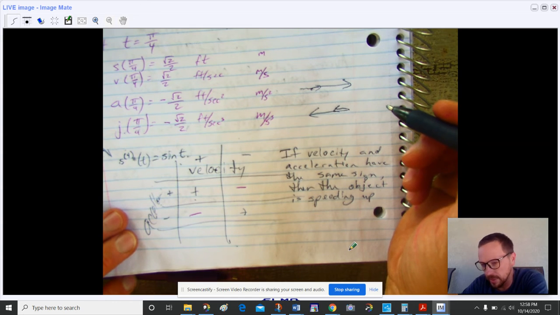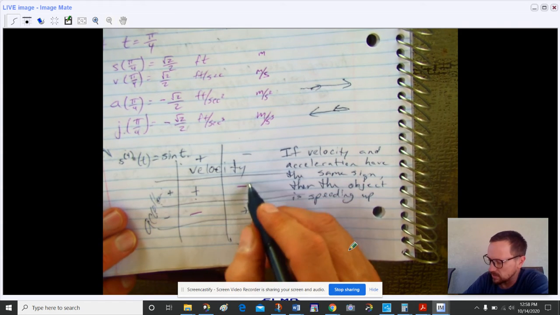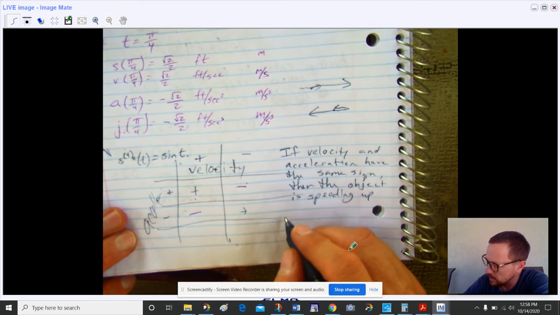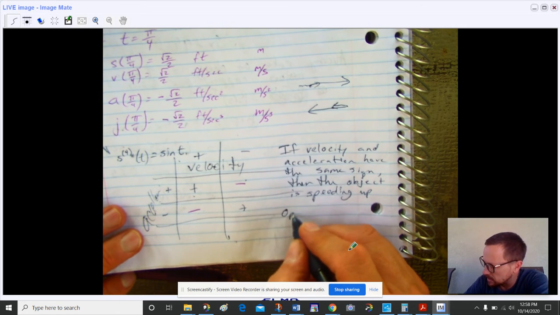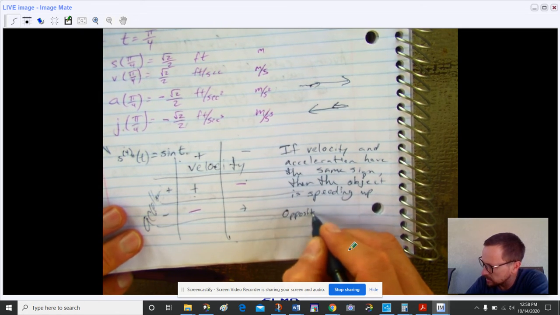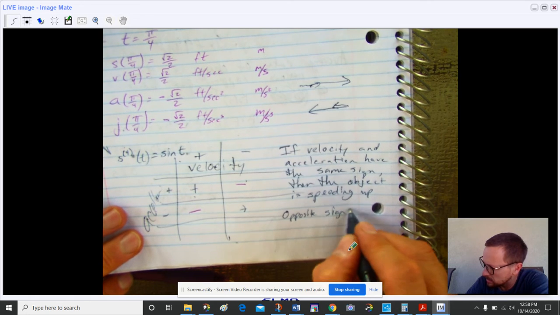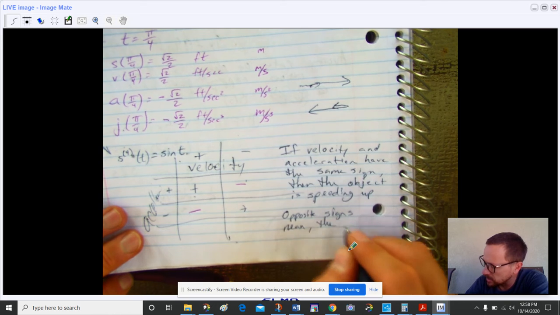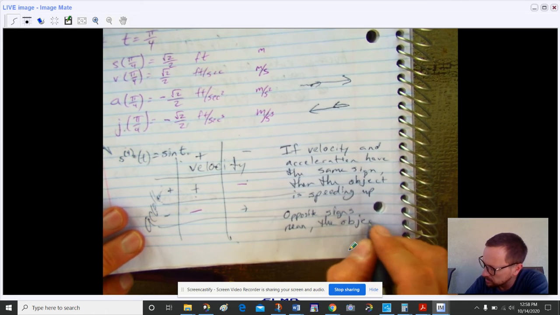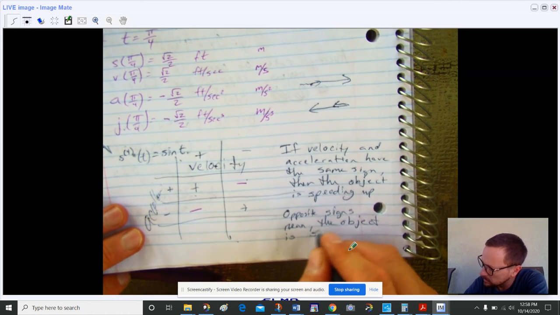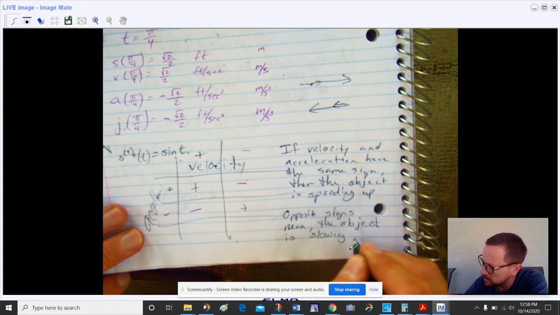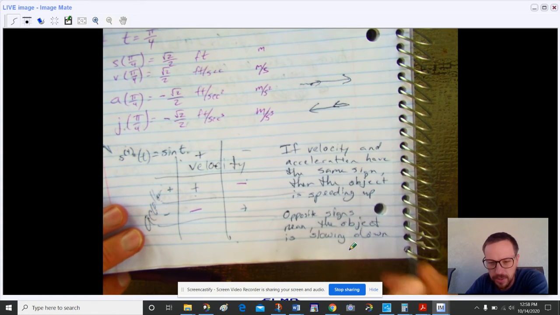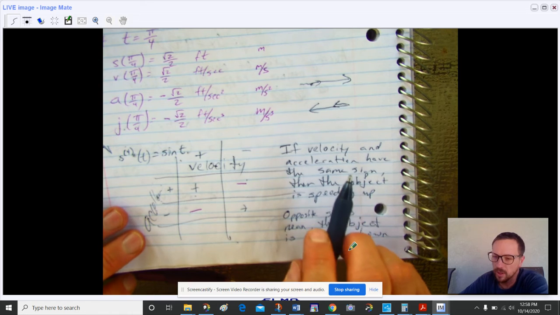If they're in opposite directions, that's what's going on here. Opposite directions. So opposite signs mean what? The object is slowing down. That's the opposite. So the opposite of speeding up is slowing down. The opposite of the same direction are opposite directions.